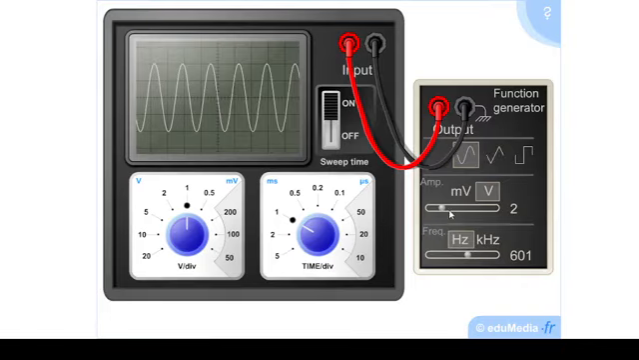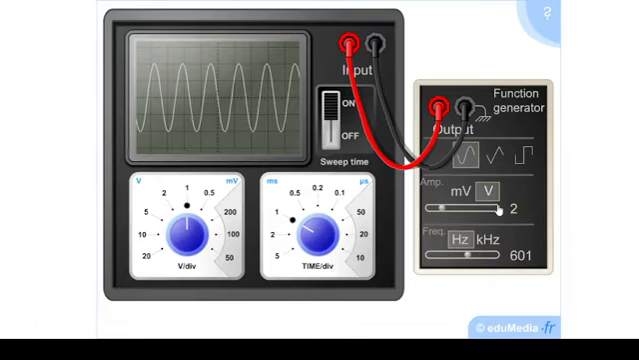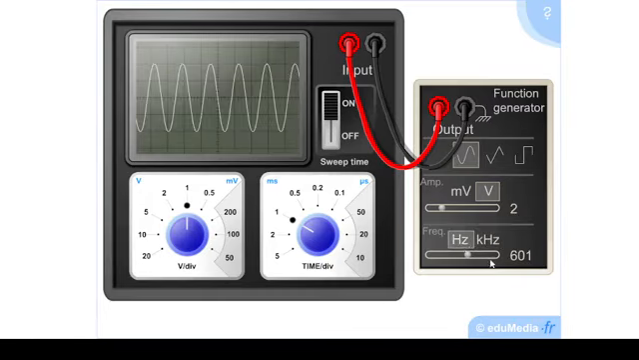Here we can adjust the amplitude and frequency of the signal with the help of amplitude variation and frequency variation. Here it is given in millivolt and volt. For example, we have taken 2 volt, and for frequency we have the range hertz and kilohertz. If you change from hertz to kilohertz, you can see the frequency is increasing. I keep it around 600 hertz.